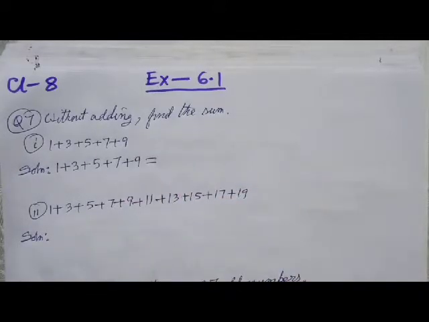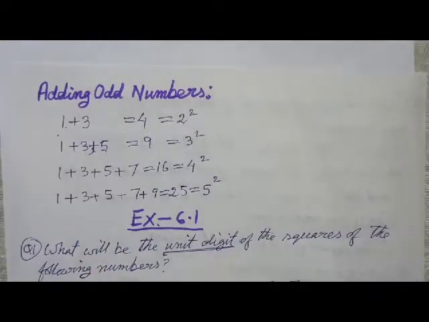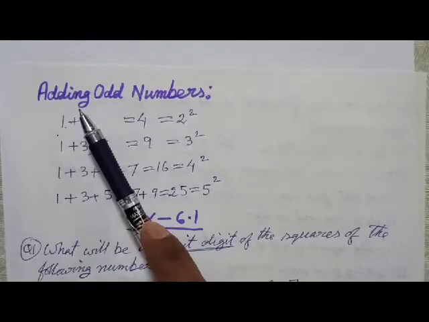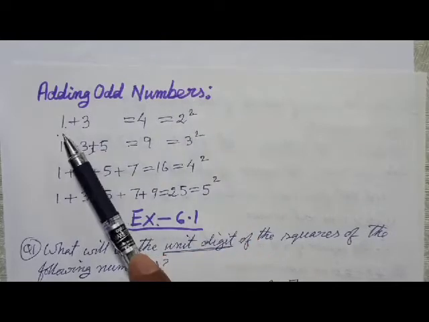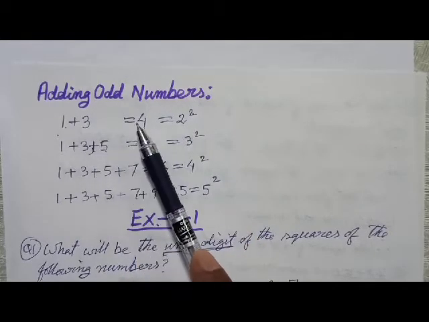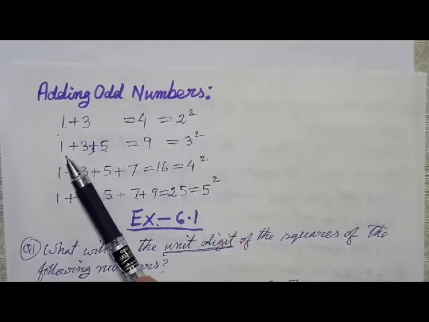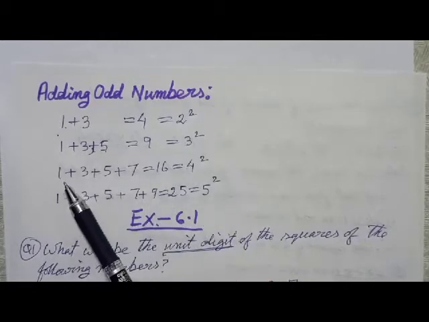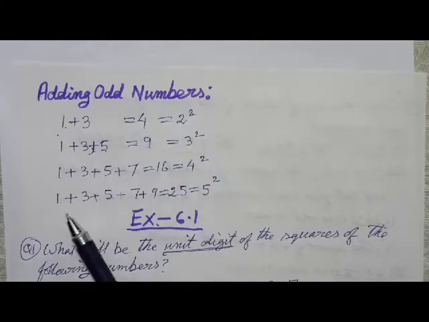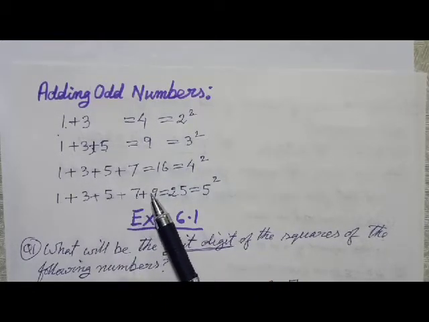Here we are going to apply the rule for adding odd numbers. 1 plus 3 is equal to 2 square. 1 plus 3 plus 5 is equal to 3 square. 1 plus 3 plus 5 plus 7 is equal to 4 square. 1 plus 3 plus 5 plus 7 plus 9 is equal to 5 square.